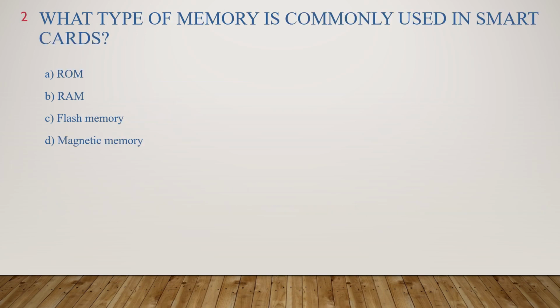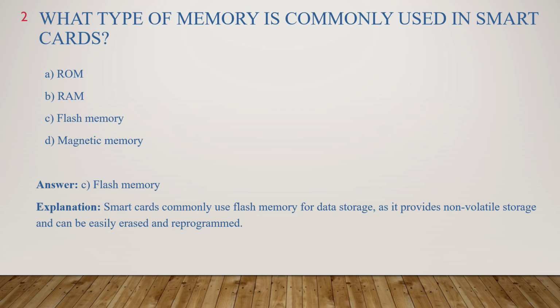Question number 2. What type of memory is commonly used in smart cards? A. ROM. B. RAM. C. Flash memory. D. Magnetic memory. The correct answer is C. Flash memory. Smart cards commonly use flash memory. Flash memory is non-volatile, meaning it retains data even when the power is turned off. This is important for smart cards as they need to store data securely and reliably.